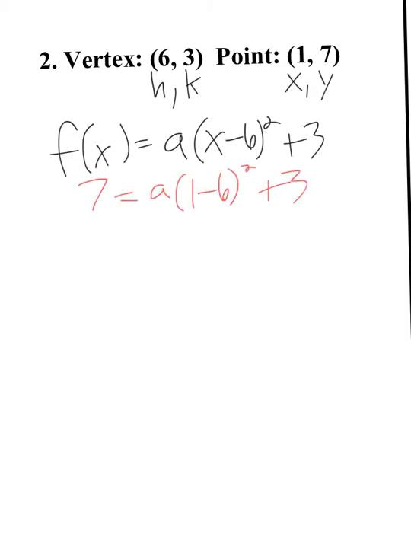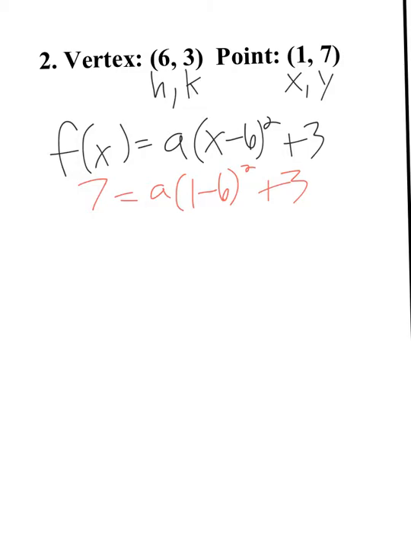Okay, so my vertex is 6, 3, my point is 1, 7. So label them h, k, x, and y respectively. And so this is where I'm at in my function. I'm missing the a. Basically everything we're doing here is plugging it in and figuring out the a. And then here I've plugged in everything with the x and the y plugged in. And then I'll figure out the a from this step right here.